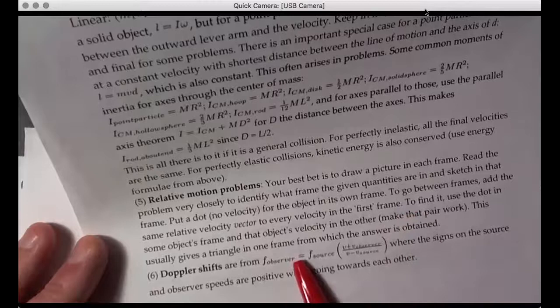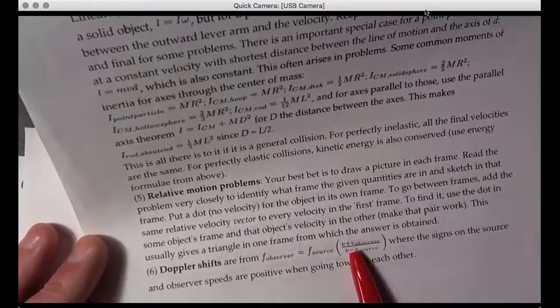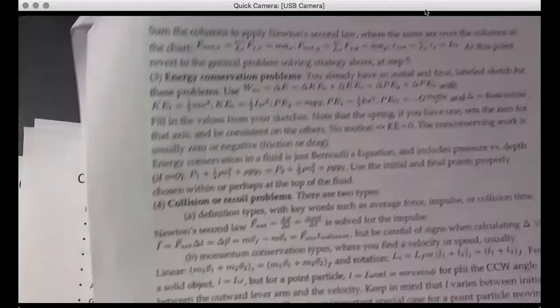And Doppler shifts, it's plus minus on the top, minus plus on the bottom. Top signs go if they're towards each other, or you can just write it this way, just the top signs, and if they're away from each other, just make it a negative, and that will get you there. And then there's a few other things over here that, at the end of this one, has some stuff that we just didn't cover this semester. So don't worry about that if you don't recognize it.